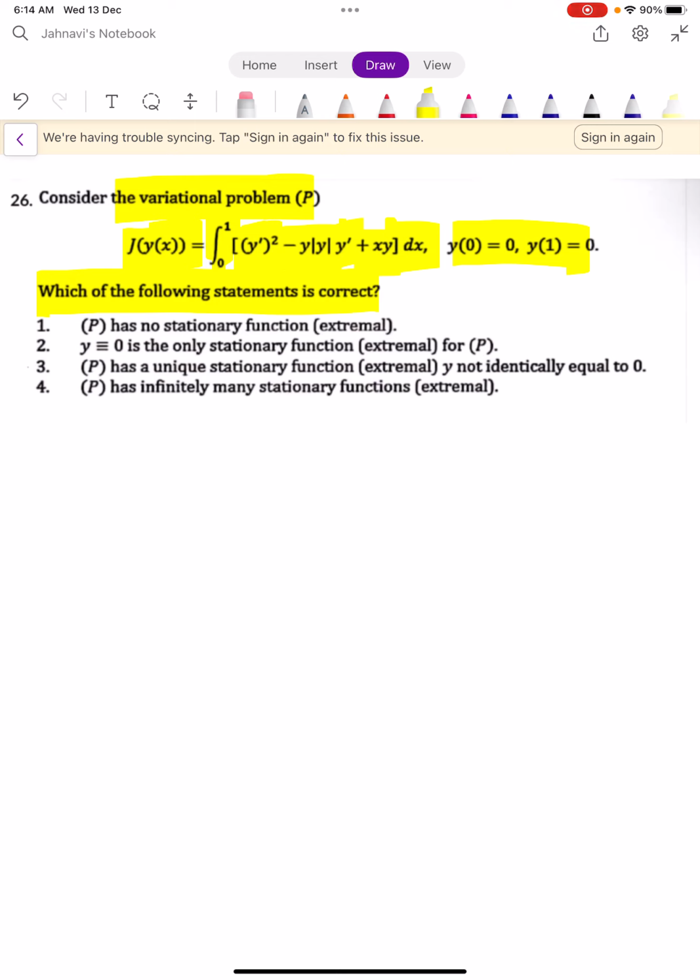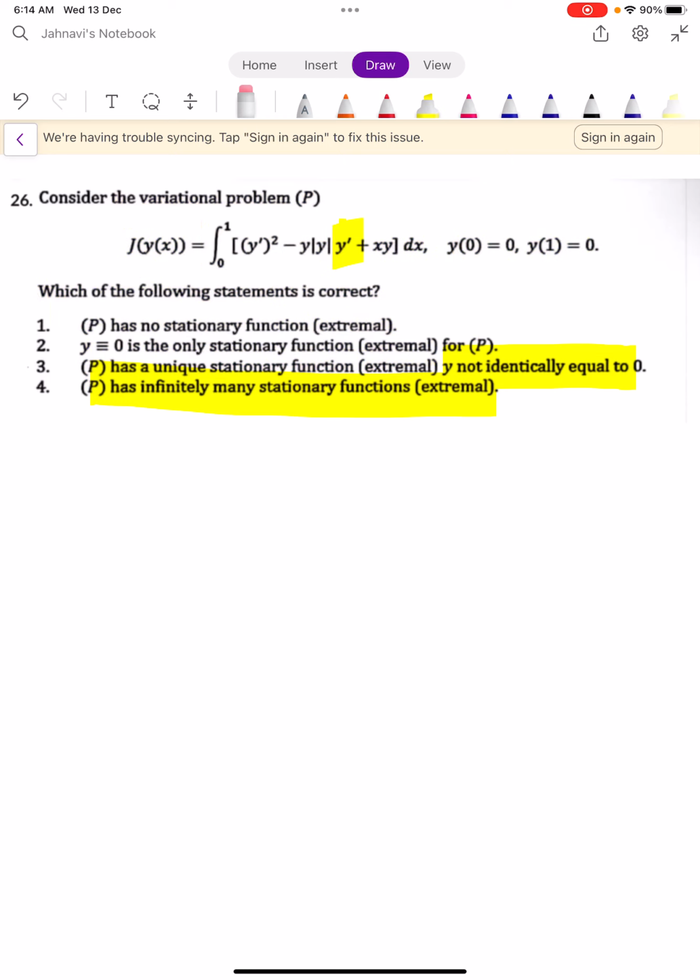The problem has no stationary function. It has only one stationary function. P has a unique stationary function and y is identically equal to 0. P has infinitely many stationary functions, extremal. So let us solve our problem.